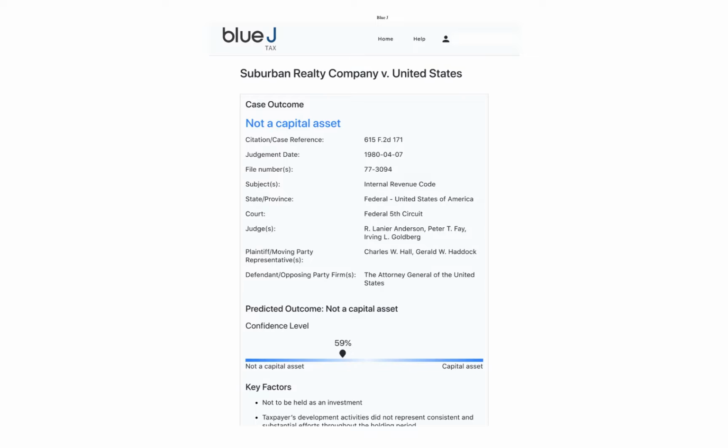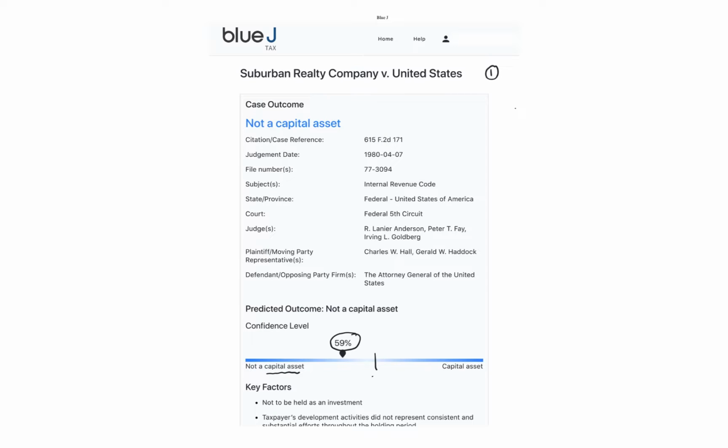So this is Suburban Realty Company versus United States. This is case number 1. This is the artificial intelligence software I use, and there are other AI softwares out there, and ones being developed in the future. It gives you an idea of the facts of the case. For Suburban Realty, it puts the facts in and, using its algorithm, gives a predicted outcome percentage. It ruled 59% that it's considered ordinary, not a capital asset.